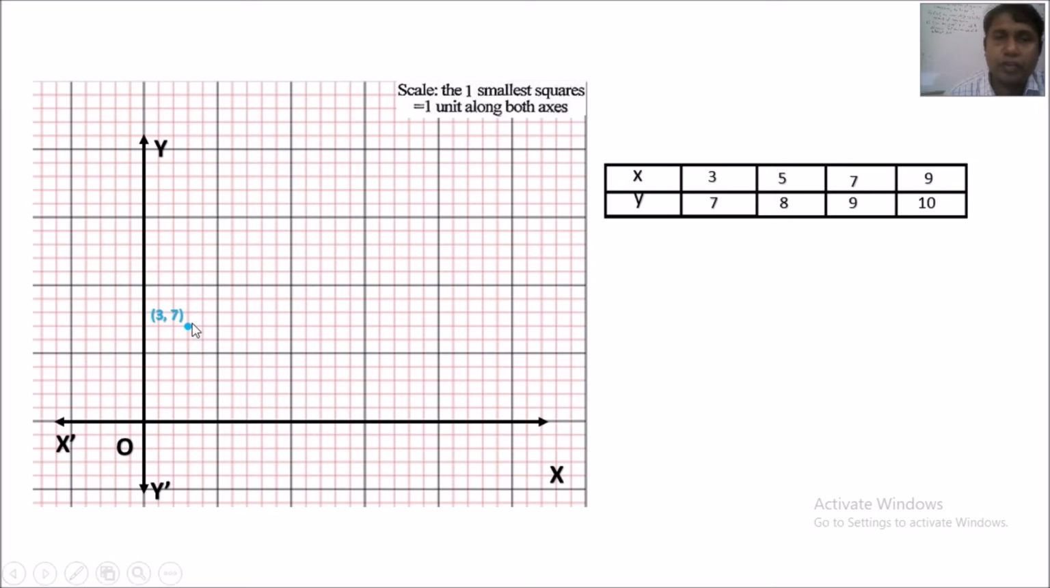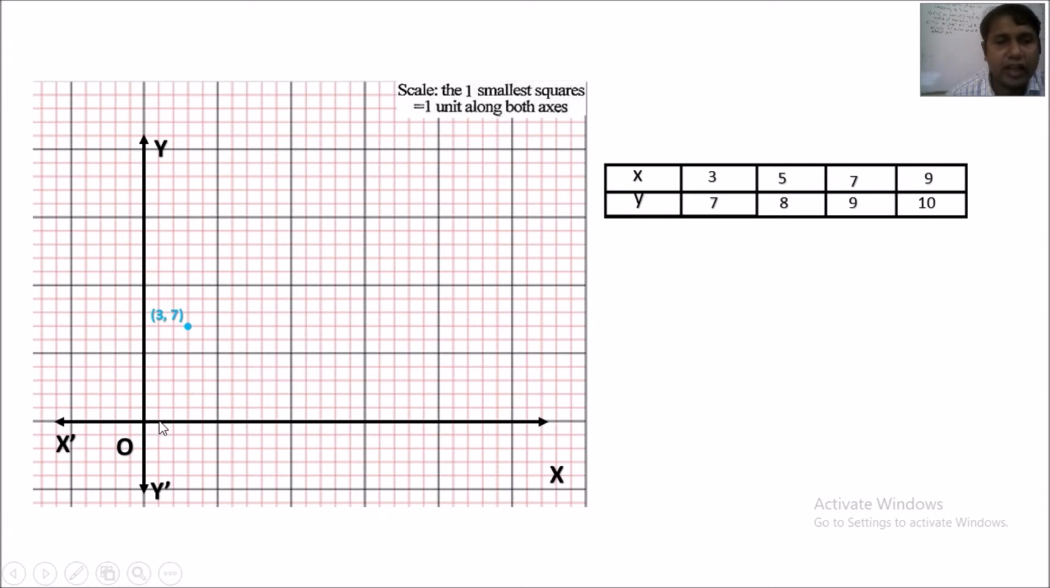That is our first point, 3, 7, that we are going to put here. Look at here. This is 1, 2, 3, this is your x equals 3, and y equals 7. So this is y equals 7, 1, 2, 3, 4, 5, 6, 7. So I think you understand. You can see the point 3, 7. For x equals 3, 1, 2, 3, and for 7, 1, 2, 3, 4, 5, 6, 7.